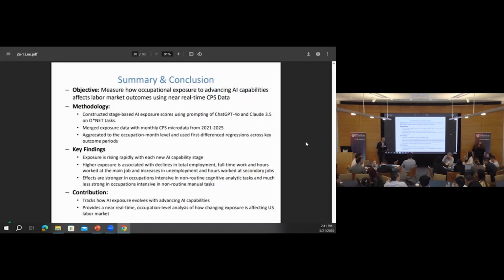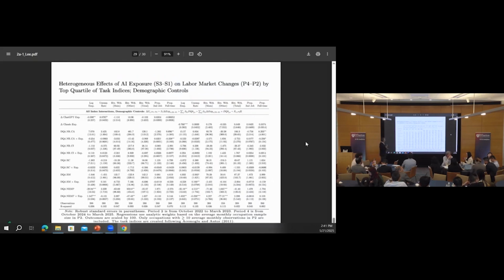Frank? Just a question on the last result you mentioned on the prior page. When are they complements, when your key findings all say they're substitutes? Yeah, I know it's a bit hard to see, but what you have here is a dummy variable identifying occupations in the highest quartile of non-routine manual physical tasks. And in those occupations, as AI exposure increases, there seems to be complementarity. Thank you.